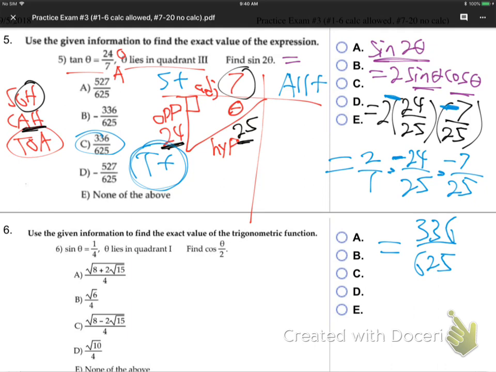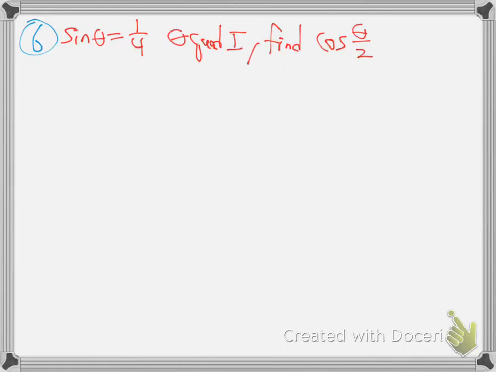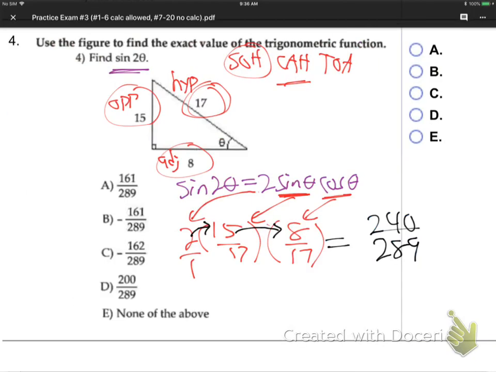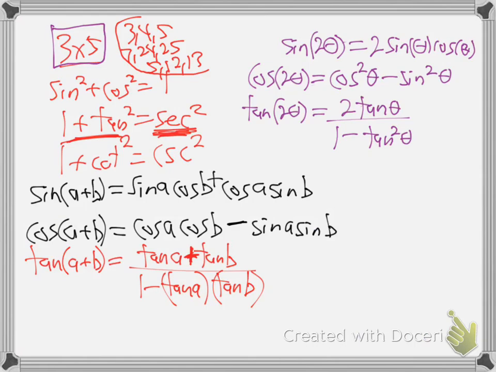All right, cosine of theta over 2 and sine. So let's go back to our little 3x5 card. There it is. So now I'm going to add to it the half angle formulas. Remember those? I kind of half remember those. Let's see. The half angle formulas. There they are.